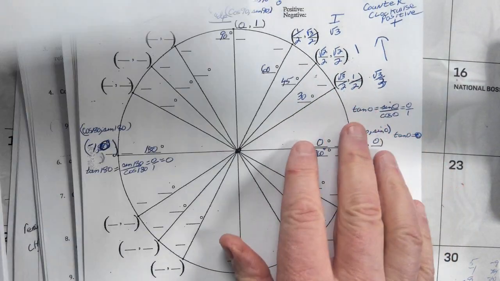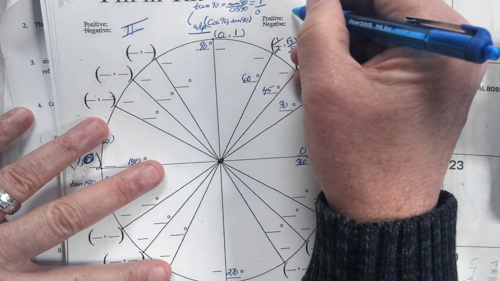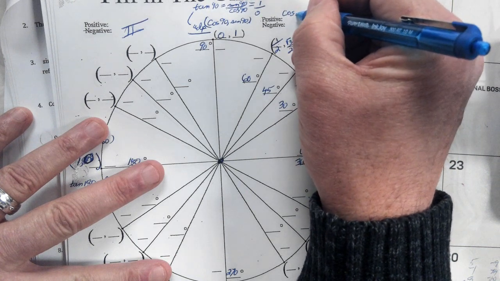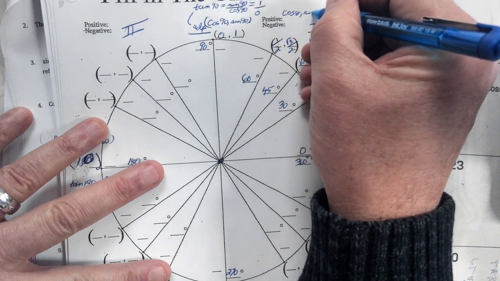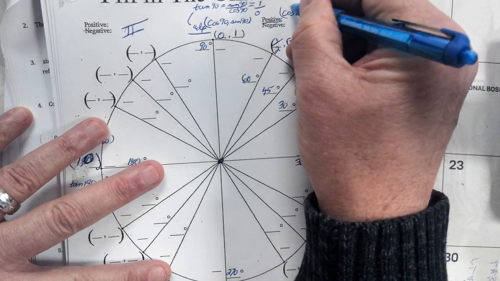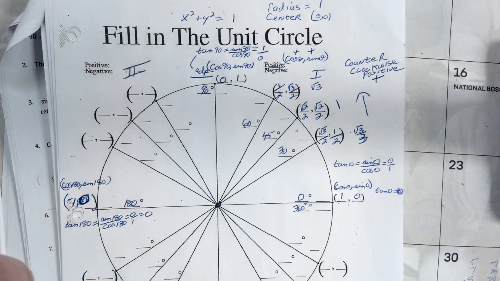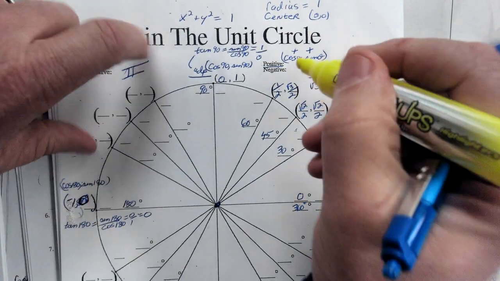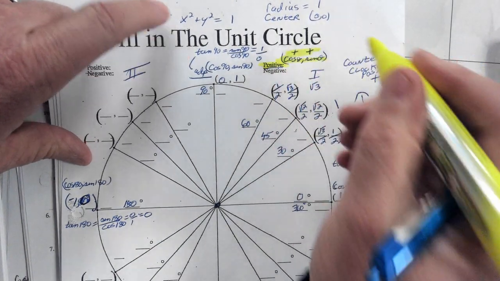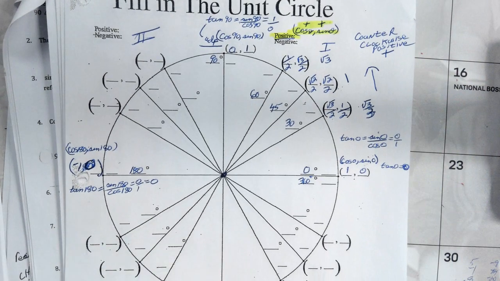This is called quadrant 1. In quadrant 1, both x and y, both cosine and sine, are positive. So you get plus plus in this quadrant. Now you got to know this stuff right here, so I'm going to highlight this in yellow. The cosine and the sine are positive in the first quadrant. That's what you need to know.